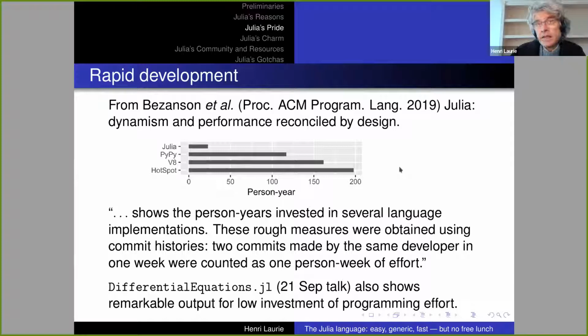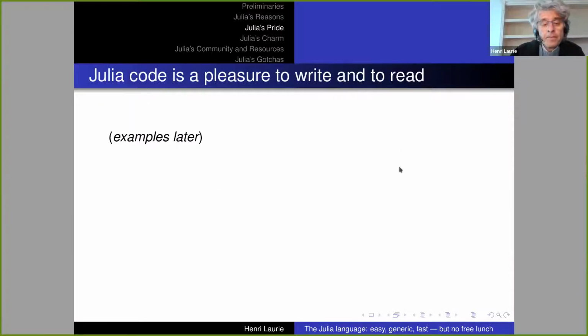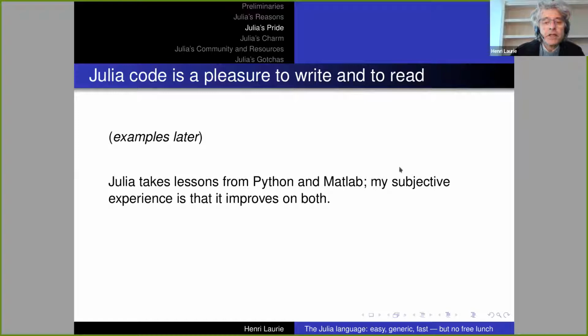So it wasn't that there was a huge army of coders at all. It was just that it was very, very quick for people to write highly performant code without really being experts in numerical analysis or numerical software. It's remarkable. Okay, so I'm going to show some examples of Julia's pleasure.